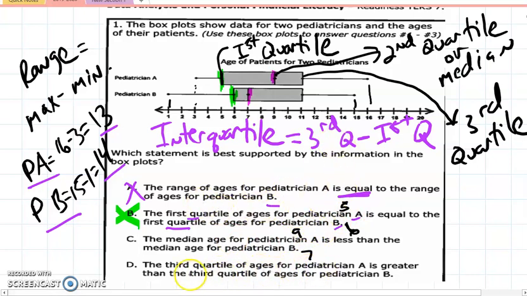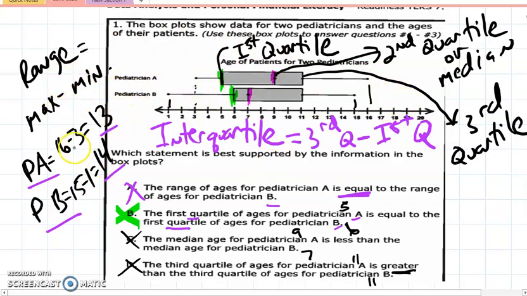Third quartile of ages here. For penetration A, the third quartile is 11, and for penetration B, the third quartile is also 11. So these are actually equal. And I think here they made a mistake on one of these choices, because none of them are true. None of them are true. So just leave it like that, but at least it explains every single category you need to know.